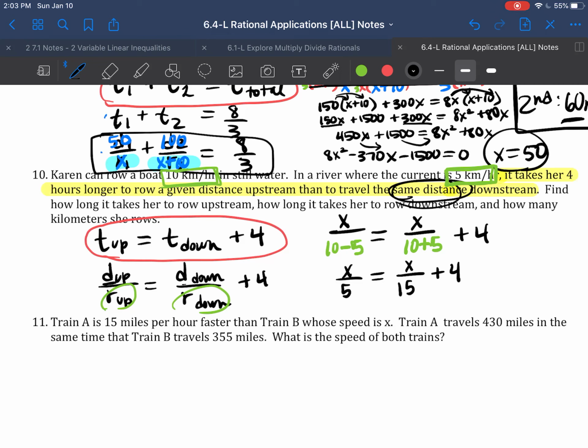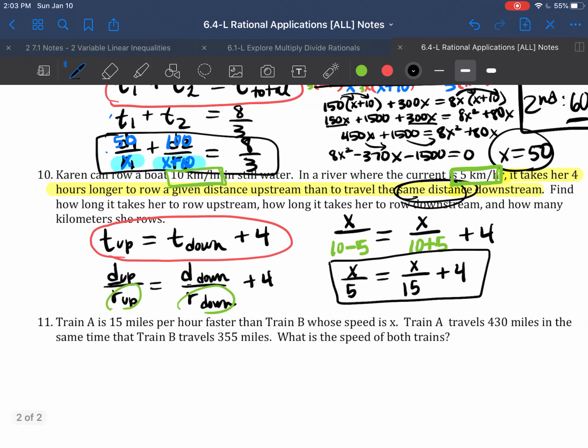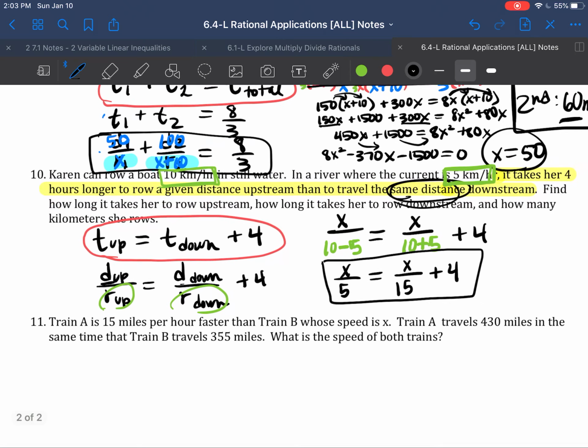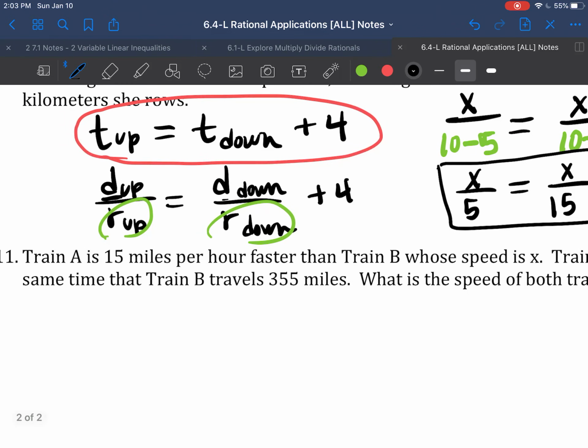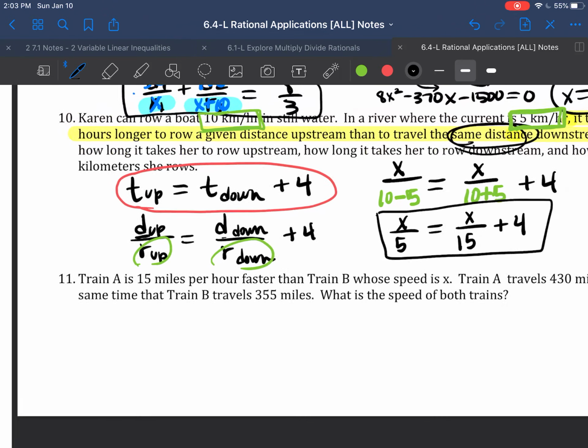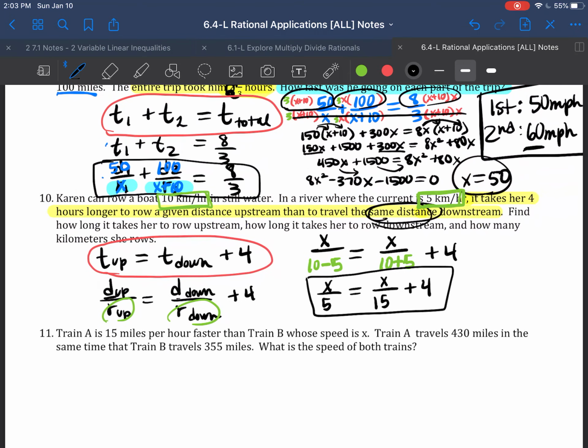And so this is the equation we want to solve. You're going to have to get a common denominator and solve for x. And then for problem 11, it says train A is 15 miles per hour faster than train B, whose speed is x. Train A travels 430 miles in the same time that train B travels 355 miles. What is the speed of both trains?